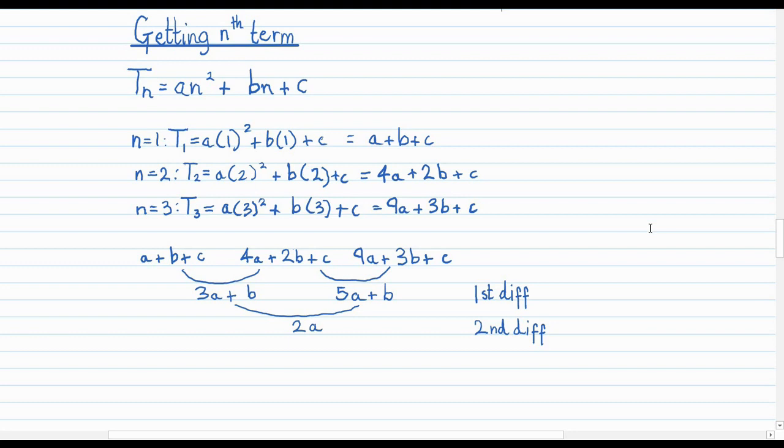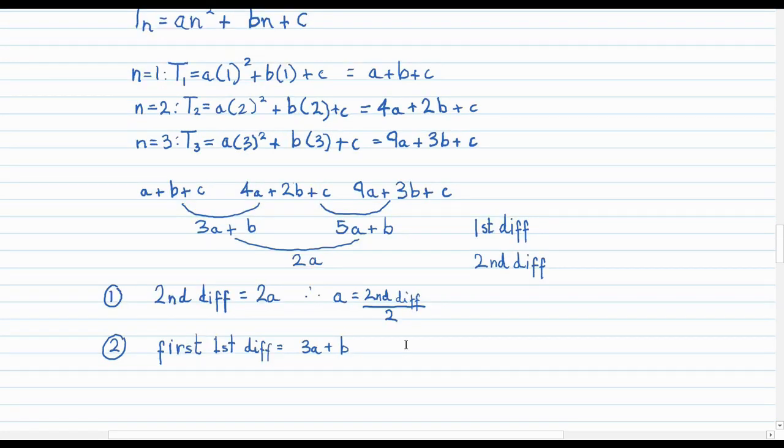Now you can use this information to determine the nth term of any quadratic sequence as long as you know the first three terms in it. The main points to take away from this are three equations in particular. First, you should know that second difference equals 2a, meaning that a equals second difference divided by 2. Next, you should know that the first difference is equal to 3a plus b. And lastly, you should know that the first term is equal to a plus b plus c.